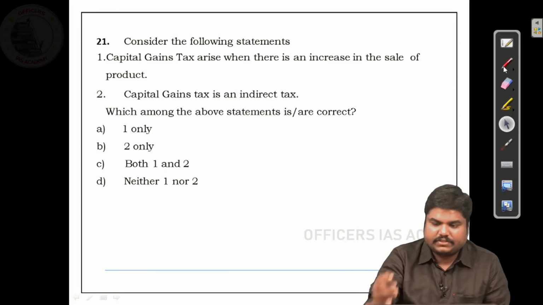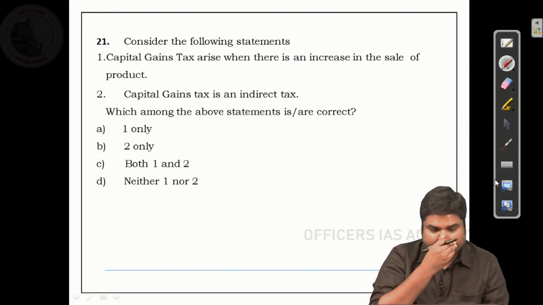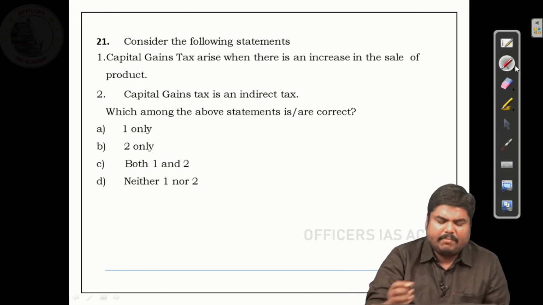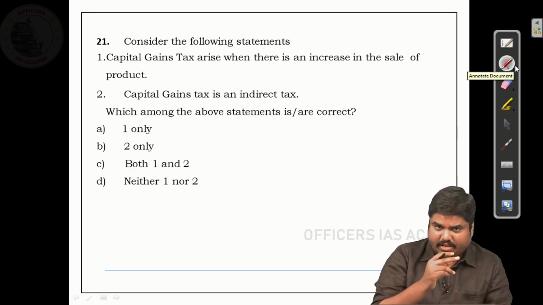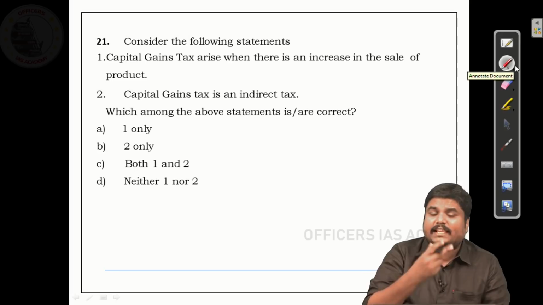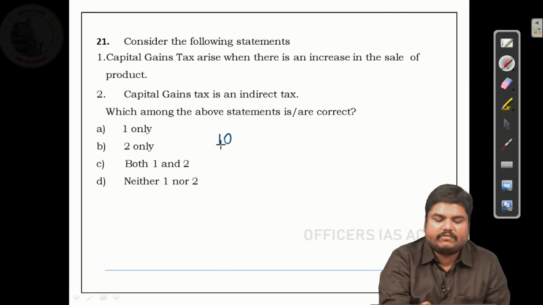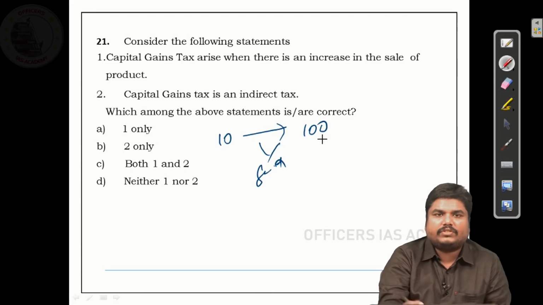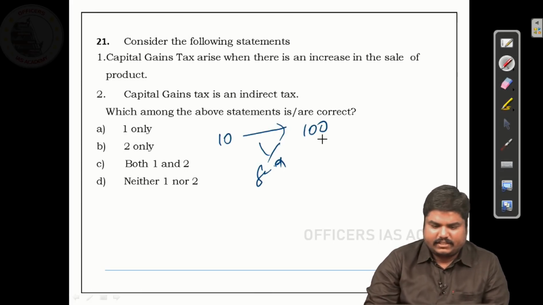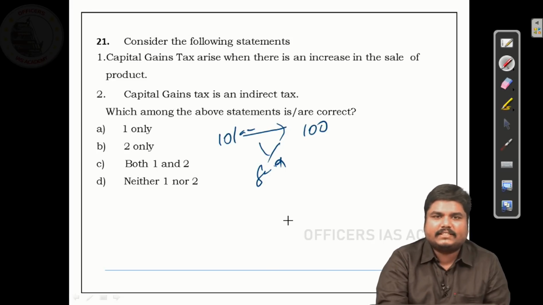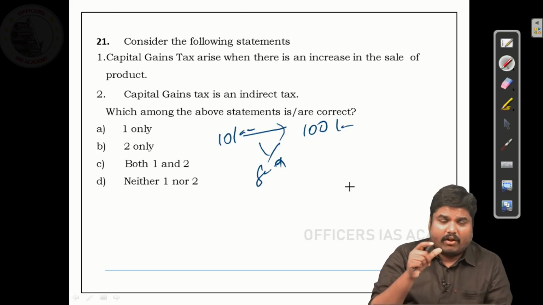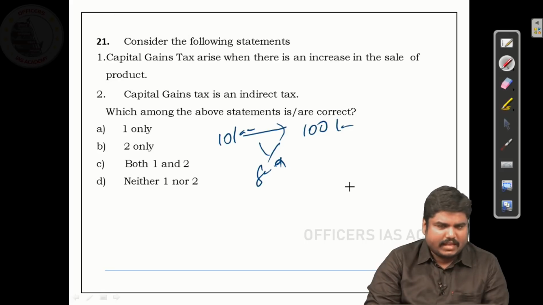Right. 21st question, this is regarding capital gains tax. Capital gains tax arises when you make some gain while selling a product. Let us say I purchase a product for 10 rupees, right, and I sell that product for 100 rupees, right. So, I have made a gain of 90 rupees. So, on that there is going to be a tax. Imagine you are purchasing a land for 10 lakhs and you are selling it for 100 lakhs, then 90 lakhs is the gain which you have made. On that gain we are going to tax, what is called capital gains tax.